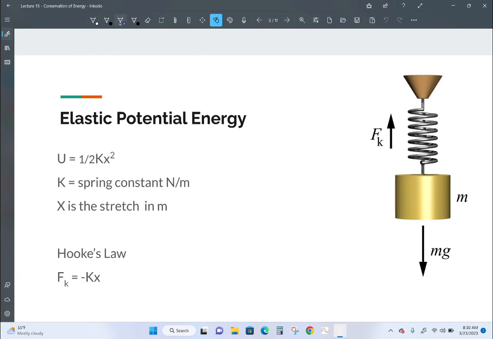Well, what about elastic potential energy? Elastic potential energy has to do with how far you stretch it and how stiff it is. So let's talk a little bit about the basics of elasticity. With a spring, think about a rubber band. When you stretch a rubber band, it gets harder and harder.